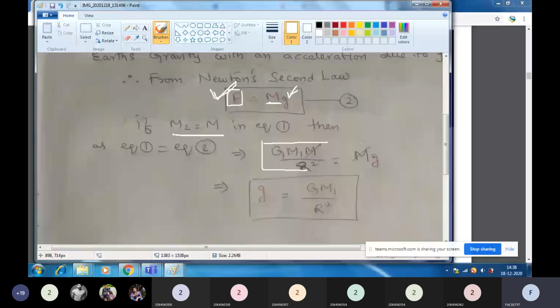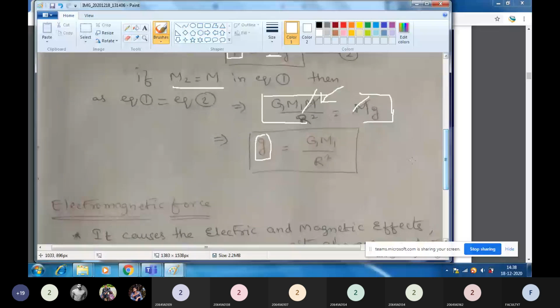So in the first equation, you substituted this m2 as m. Now what is the reason? You are considering the same body. So from the substitution, you can cancel these two, m and m. Now from there you are going to get the expression for g, the acceleration due to gravity, which equals capital G into m1 by capital R square. So this is the expression for the acceleration due to gravity.